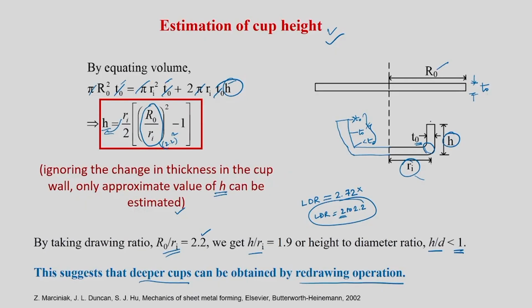Redrawing basically means that suppose this cup is formed, and it is drawn again. The flat sheet goes to this cup in the first stage, and this cup is further made into another cup of different dimensions, that's all. So redrawing means you draw again and again until you make your actual cup.